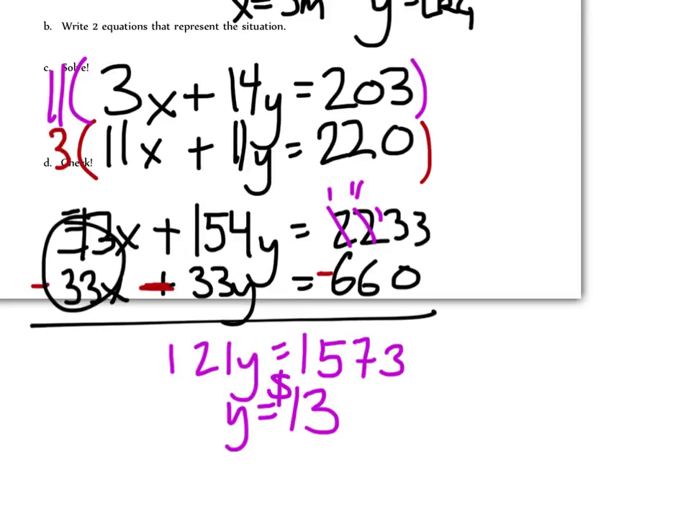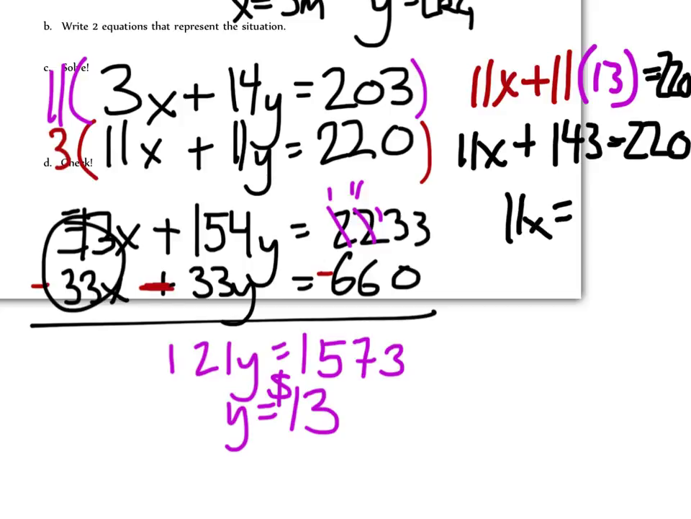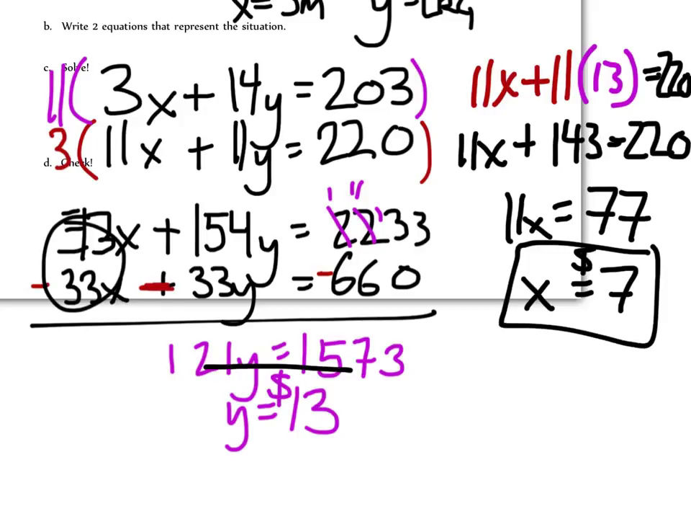So here we go. Let's do 11x plus 11 times y, which is 13, and that should equal 220. Well, 11 times 13 is 143. So that'll give us 143 up in here equals 220. 11x plus this, so 11x equals 77. So x is 7. $7. Sweet, we're done. Wait, no, we have to check it. Yep, check it.